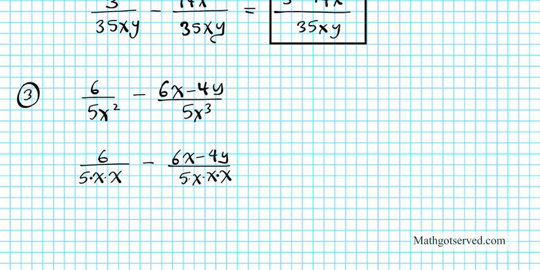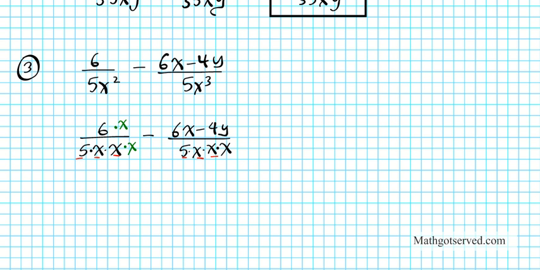If we do an accounting real quick, we notice that there's one 5 here, one 5 here, that's good. One x, one x, one x, one x. Uh-oh, there's an extra x here that needs to be inserted here. So I'm going to multiply the left side by a variation of 1, which is x over x, so times it by x up and bottom. So you're going to have 6x over 5x to the third, minus 6x minus 4y over 5x to the third. What does this tell me? It tells me that the LCD in this problem is 5x to the third.